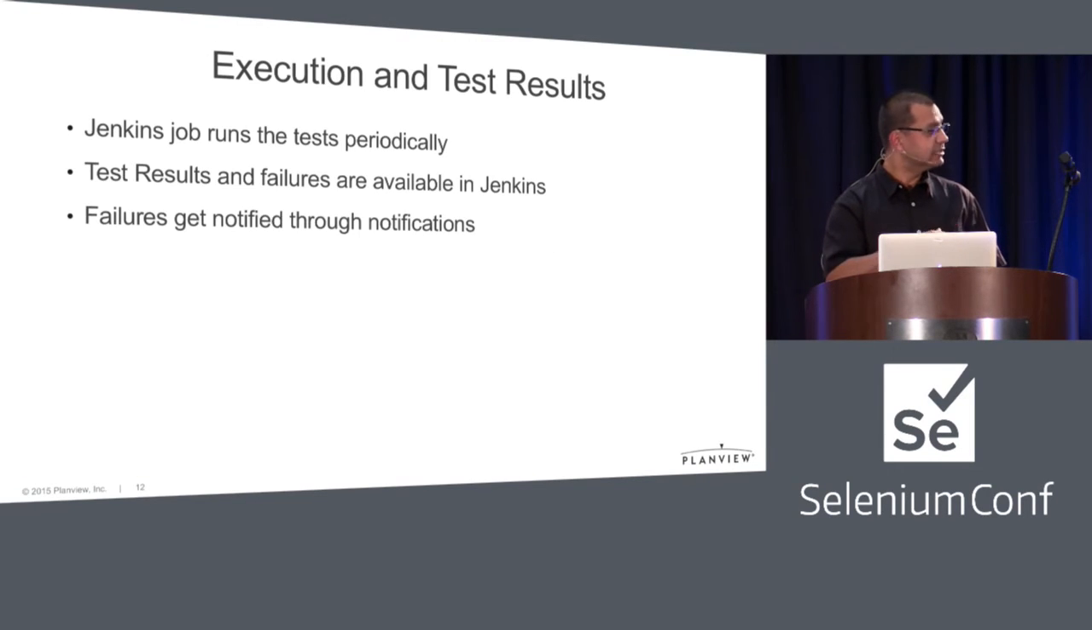So these tests or test suite is part of our CI setup, and they get triggered periodically from Jenkins. And all the test results are available in the dashboard over there. And any failure gets notified through email and chat room notifications to stakeholders.